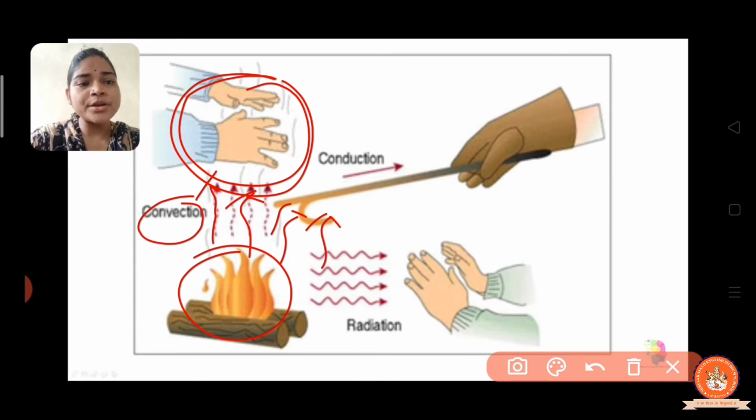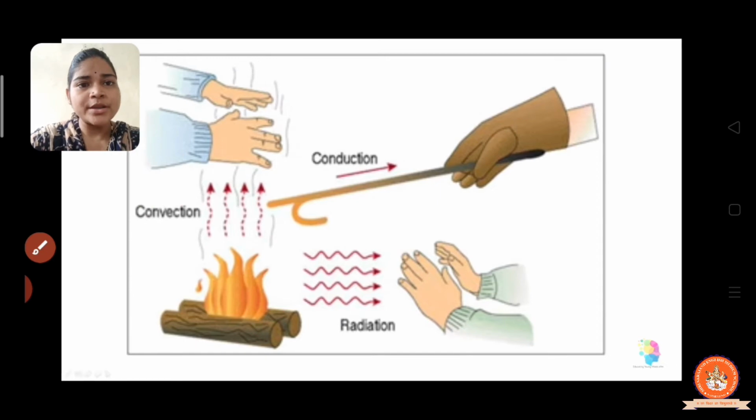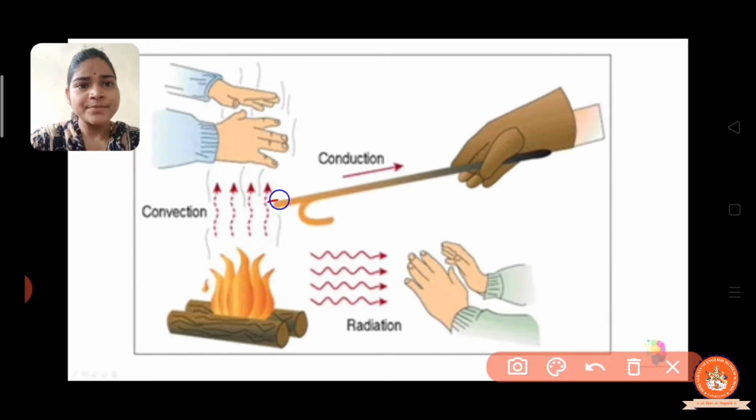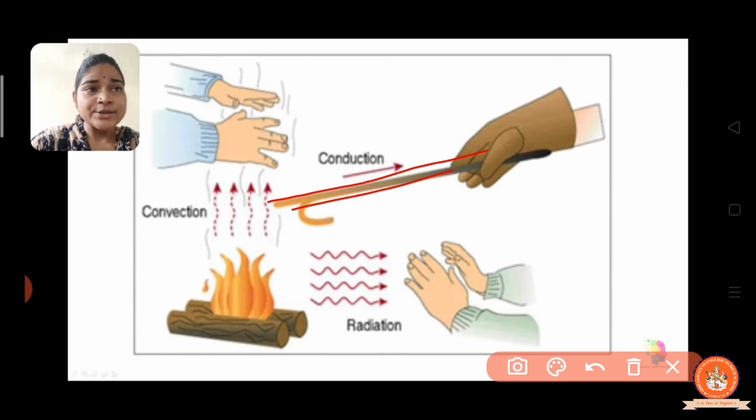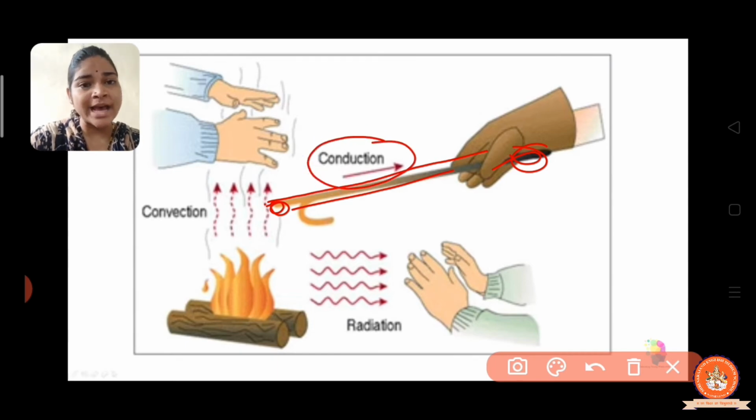But if you put a metal rod here, you observe that the heat transfers from one end to the other end of the metal rod. The heat transfers from one end to the other because metal is a good conductor of heat. So here heat transfers through the metal by the conduction method, because both are in direct contact.